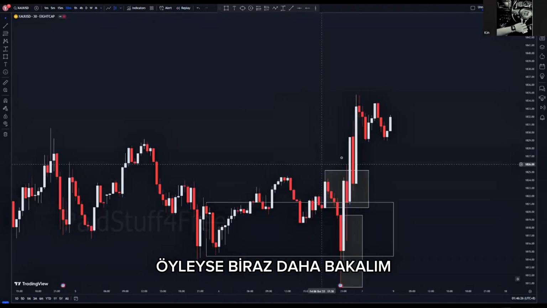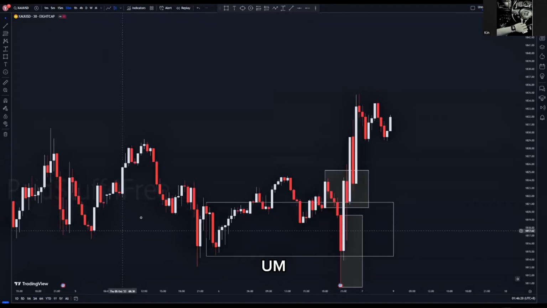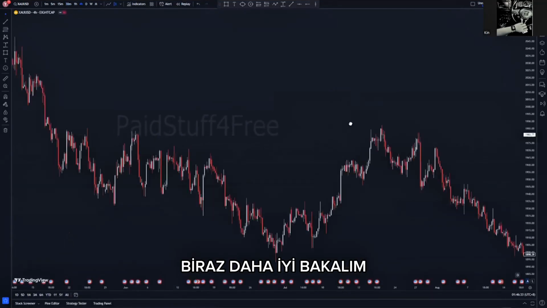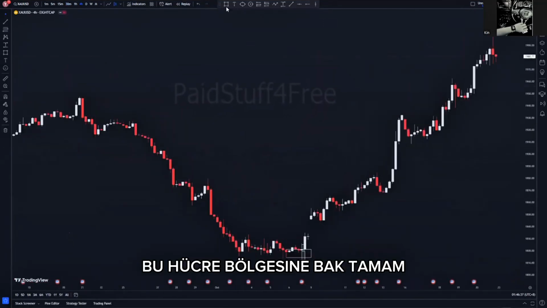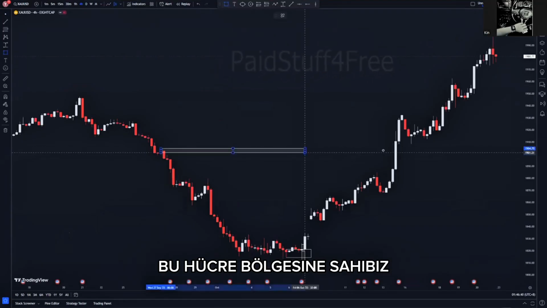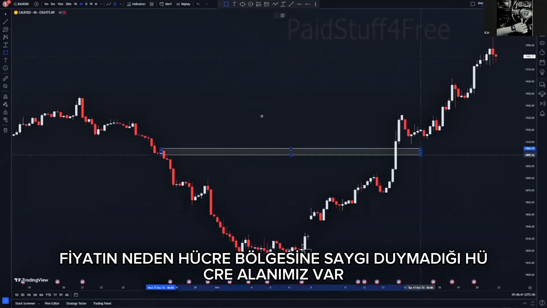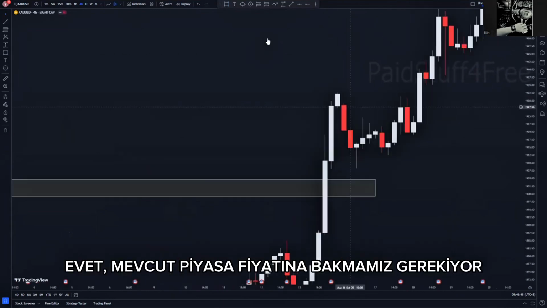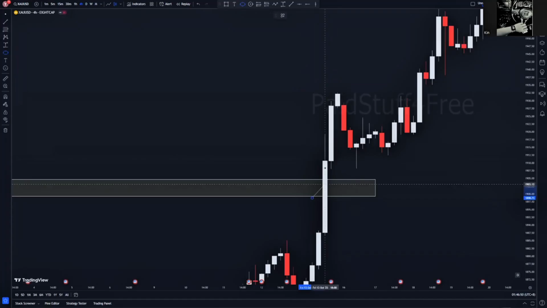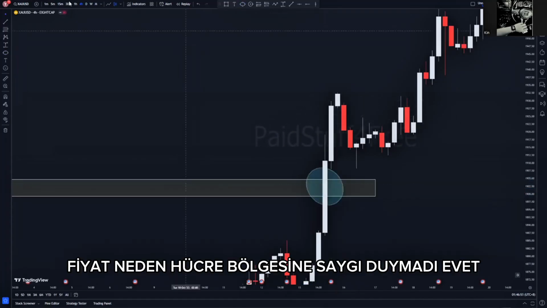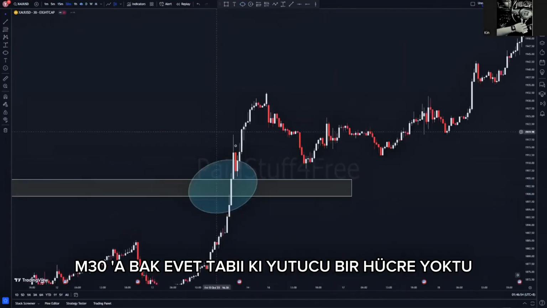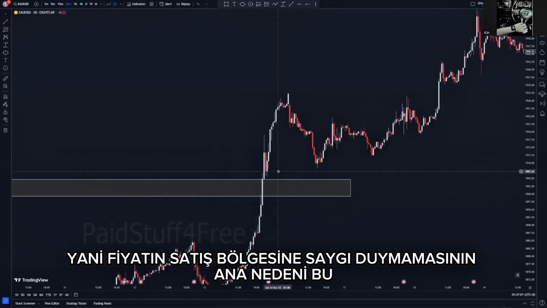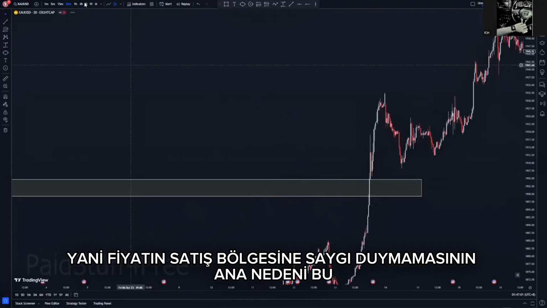Okay, so let's look some more. Look at this sell zone. We have this sell zone. Why didn't the price respect the sell zone? We need to look inside of it at the current market price. Look at the M30. Yeah, of course, there was no engulfing sell. There was no trade control. So that is the main reason why the price didn't respect the sell zone.